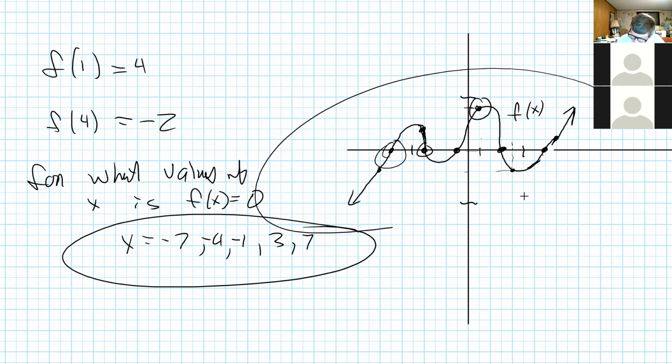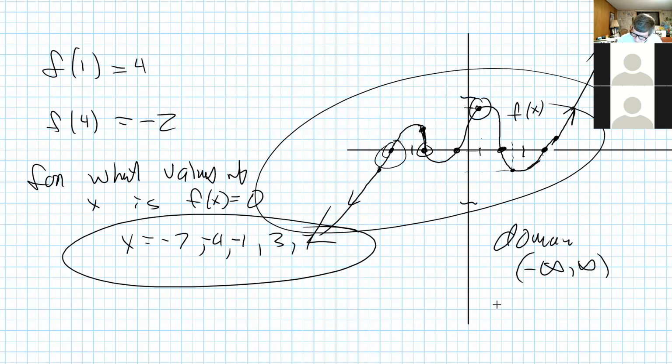What would the domain of this thing be? Well, since this travels up forever and this travels down forever, it would be all real numbers. What about the range? Well, since as this travels over and up and down and over, the range is going to be all real numbers as well.